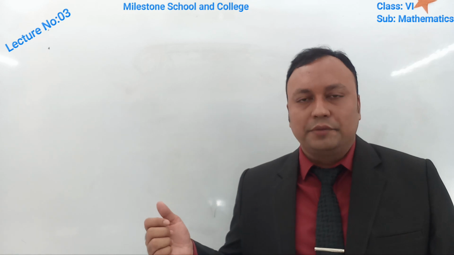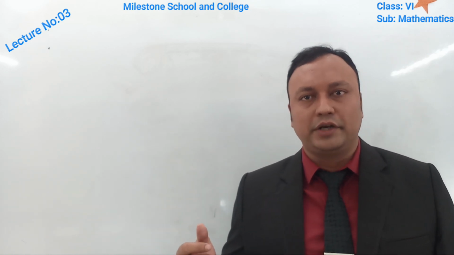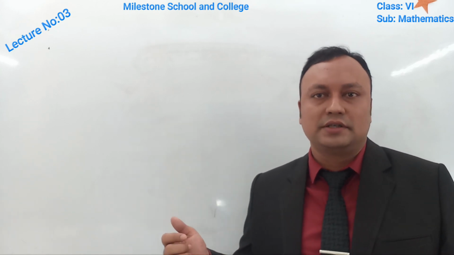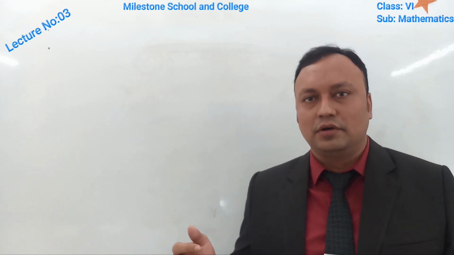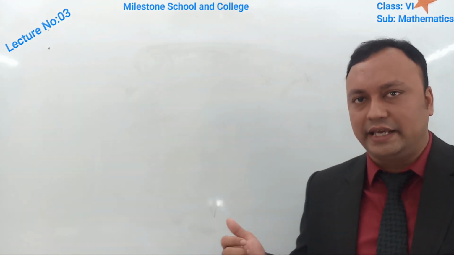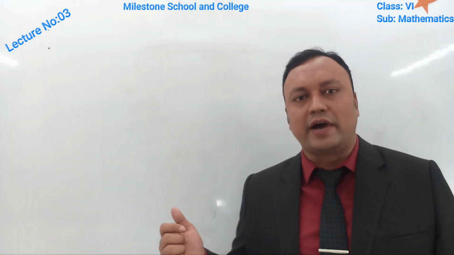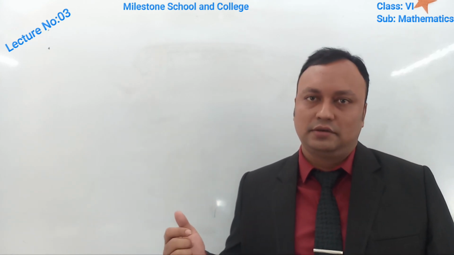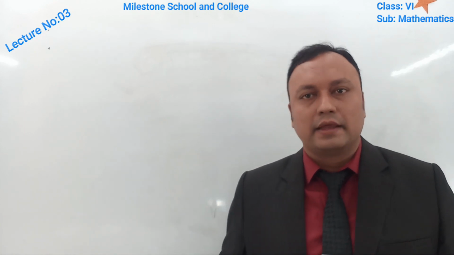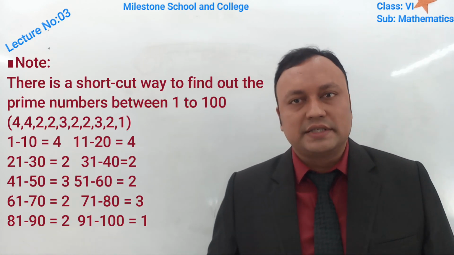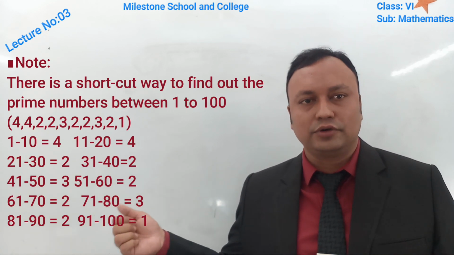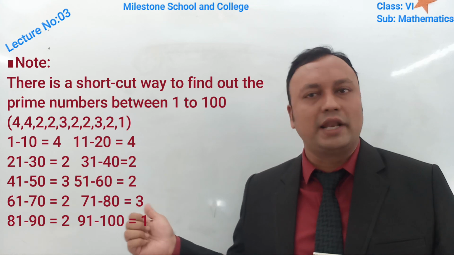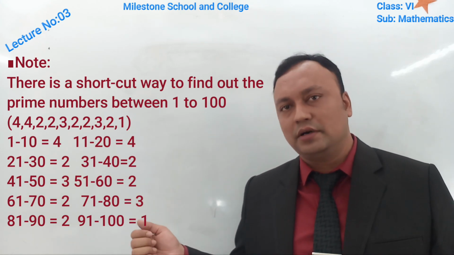So, we have to remember how many prime numbers we have between 1 to 100. There is a shortcut technique to find out the prime numbers between 1 to 100. Now I will show you. As you can see, these numbers: 4, 4, 2, 2, 3, 2, 2, 3, 2, 1. It looks like a mobile number, my dear. How can you get this number?